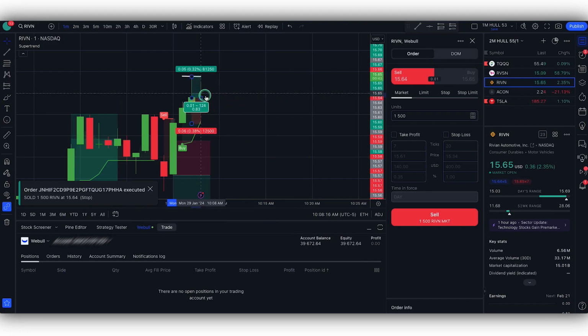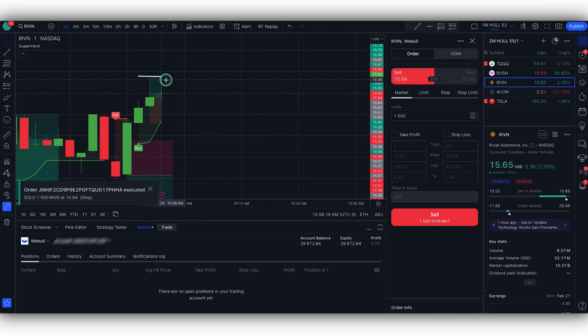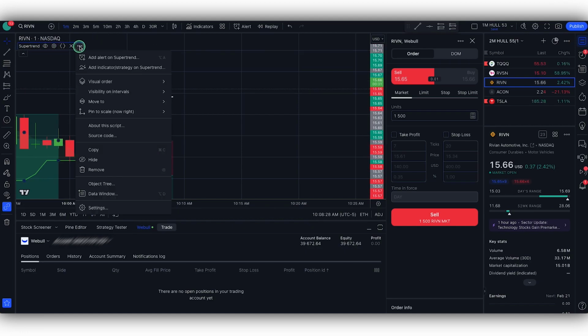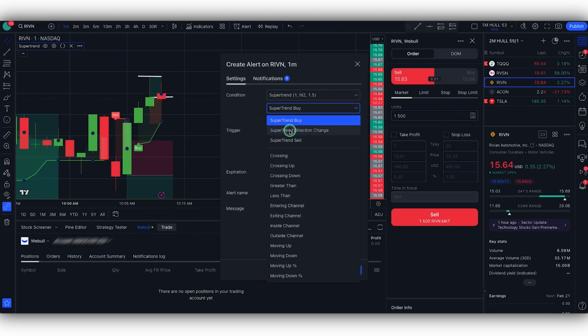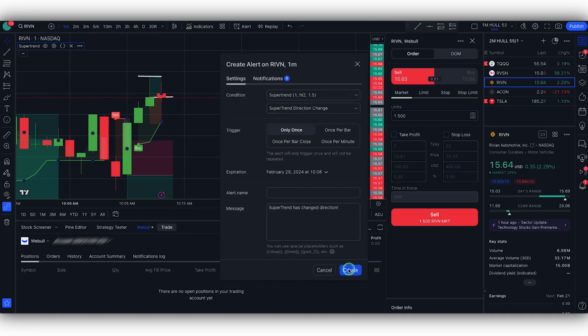So that was just a tiny profit basically. We sold half of our position once we hit this point, and then we got rid of the remainder where we bought at. Now what we're going to do is wait for the next signal from the SuperTrend. So set an alert again for the direction change.